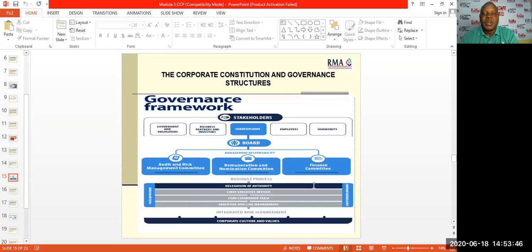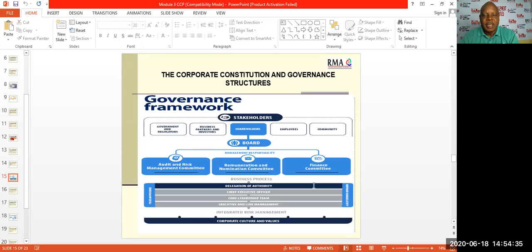Now, let's look at the constitution and corporate structure in more details. If you take a hard look at this framework, you'll find that the stakeholders are at the top of the structure, which means that a board must be able to carry all of the stakeholders along. So you have the various stakeholders: government and regulatory agencies, business partners and investors, shareholders, employees, and the community. So the governance framework revolves around all of these stakeholders, and the board has a responsibility to ensure that these various stakeholders are managed in such a way that everybody is happy and carried along.